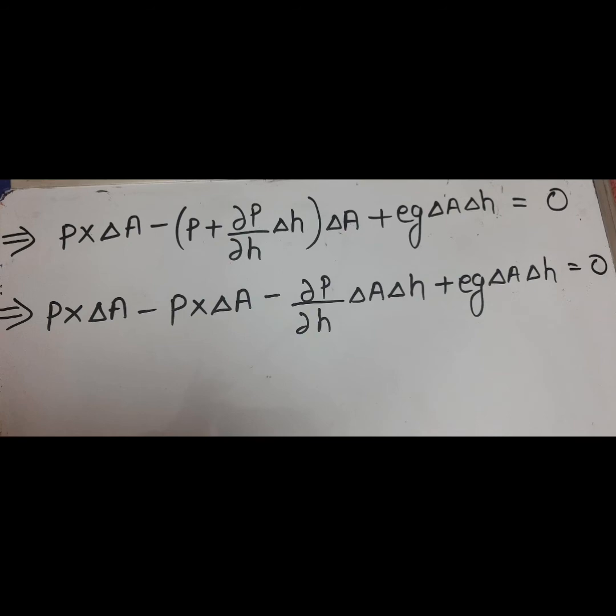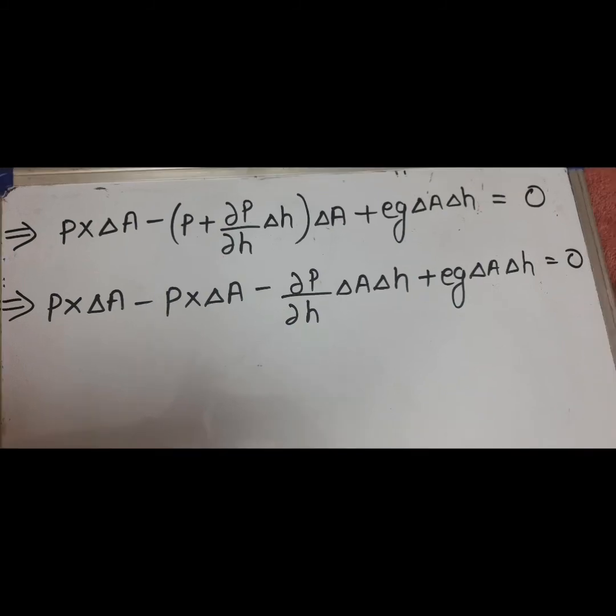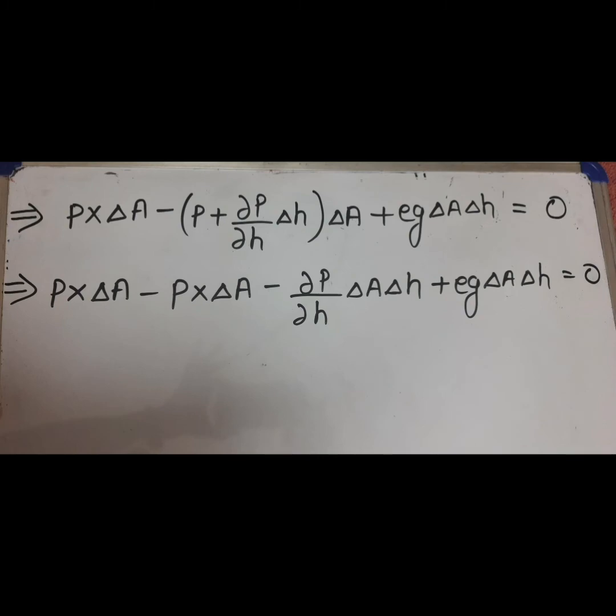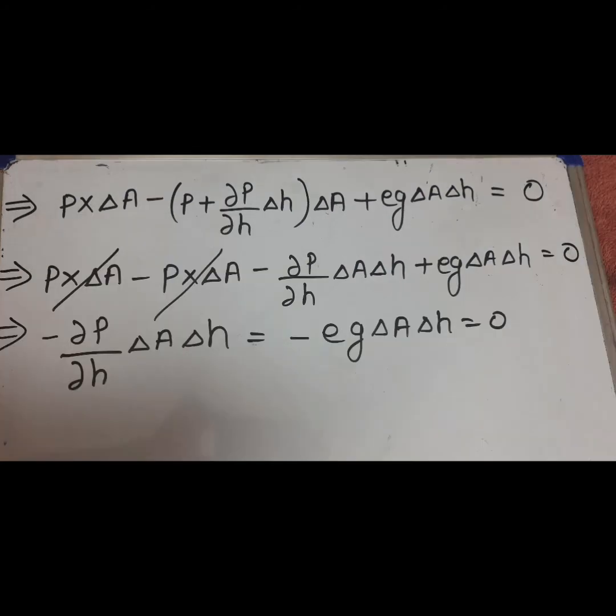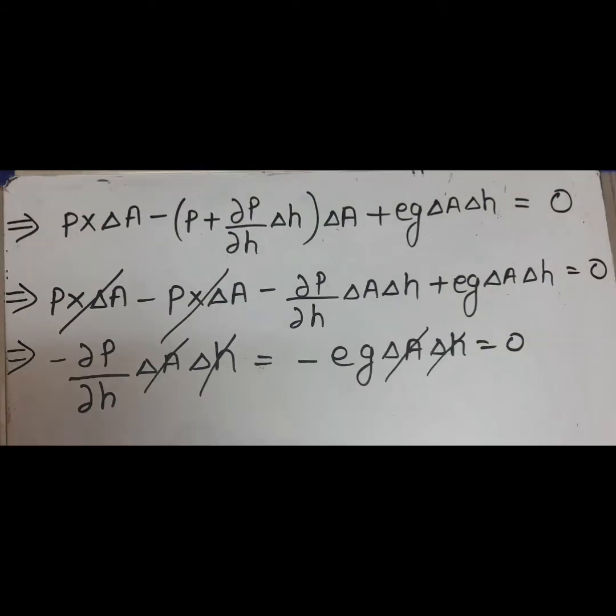The direction of the pressure on face AB and the weight of the fluid element is the same, so for the weight of the fluid we are taking a plus sign. The weight of the fluid element is density into G into del A into del H. Now resolve this equation. P into del A minus P into del A cancels because of plus and minus. What remains is minus the change in pressure upon change in height into del H into del A plus rho G del A into del H. If we resolve this equation, del A is cancelled by del A, and del H is cancelled by del H. So the remaining part is the change in pressure with respect to distance is equal to rho G.